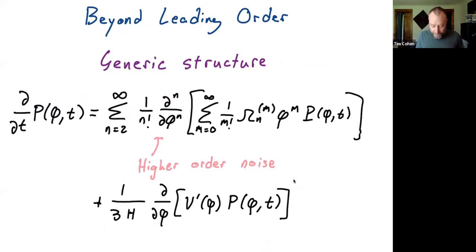And generically, if we want to go beyond leading order, then we want to find contributions which give us higher order noise. And so that's going to look like higher polynomial derivatives here, okay?